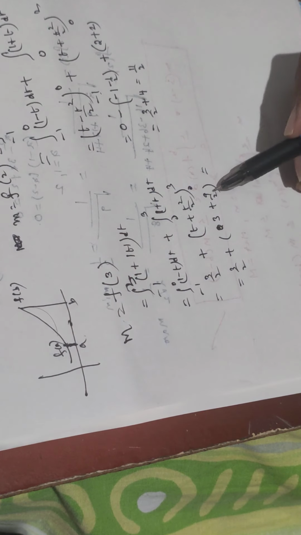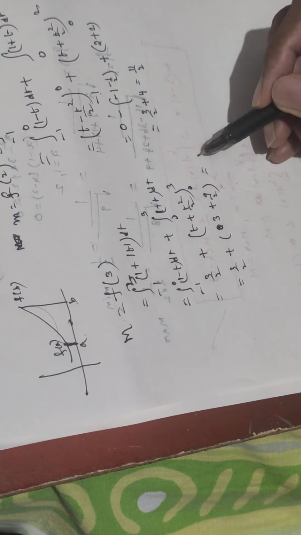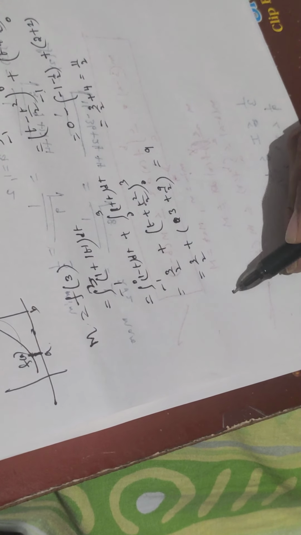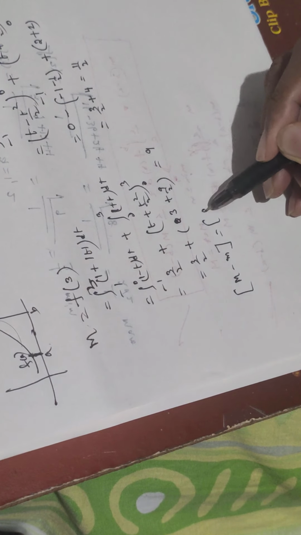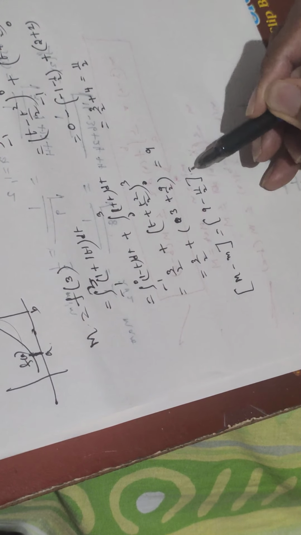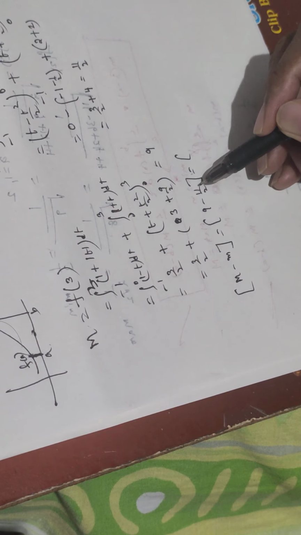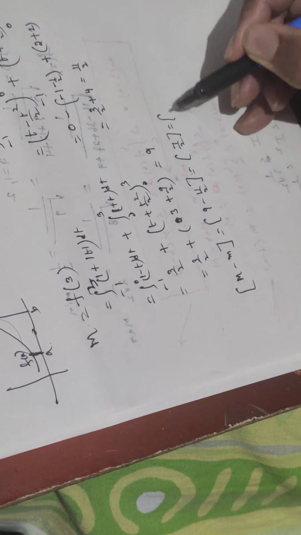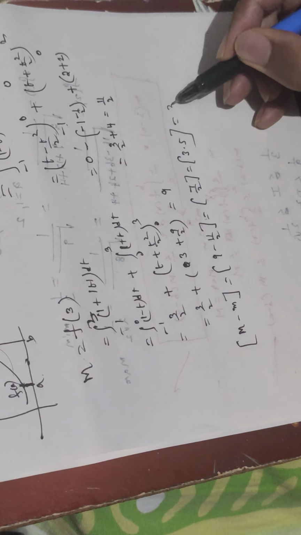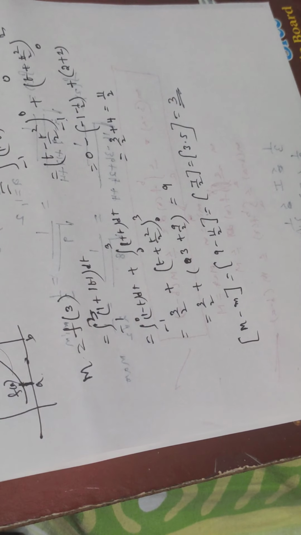3 by 2 plus 9 by 2 is 12 by 2, 6, plus 3, 9. This is the maximum. We want capital M minus small m. That is 9 minus 11 by 2, so it will be 18 minus 11, 7 by 2, which is 3.5. So it is one of the integer type questions.